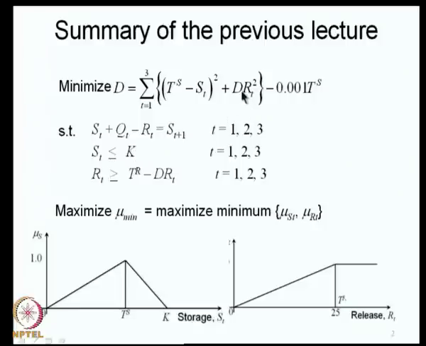And then you are looking at the deviations of the release from the target, only whenever there is a deficit release from the target. So, this was your crisp problem. This you converted into a fuzzy optimization problem by defining fuzzy membership functions for the storage as well as for the release. Now, for the storage, what did we do?